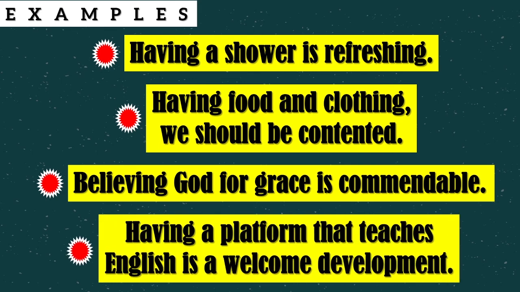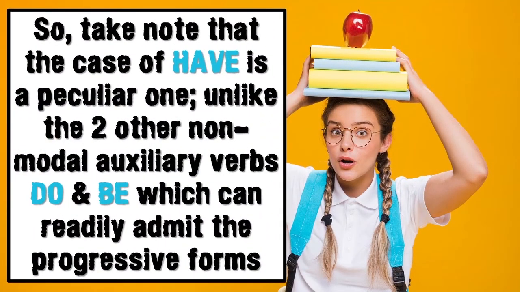Having a platform that teaches English is a welcome development. So take note that the case of have is a peculiar one, unlike the other two non-modal auxiliary verbs, that is do and be. Those ones can readily admit the progressive form, but have has a peculiar case. It cannot admit the progressive form except you use it as a verbal noun.